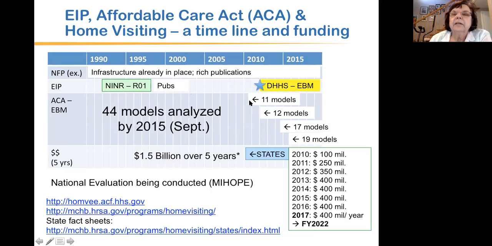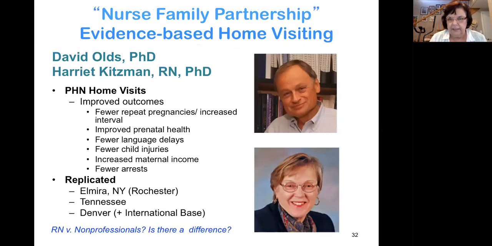So there were 11 models here, then we were the 12th one, but the money had already been distributed. So in 2015, they had analyzed 44 models, and only 17 met the criteria of evidence-based. So I feel really very excited that we met that criteria.